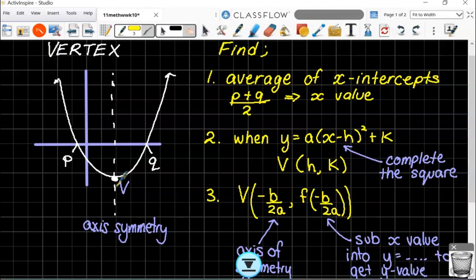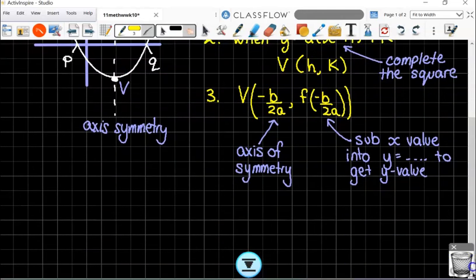So one way to find it, you don't have to write this down if you don't want to, but if you want to, by all means, feel free. We average. So if I call one x-intercept p, the other one q, it's the average. Add them together, divide by 2, we can get our x value for the vertex. Agreed? If we complete the square and put it in this form that we've just talked about, bang, we can get the vertex.